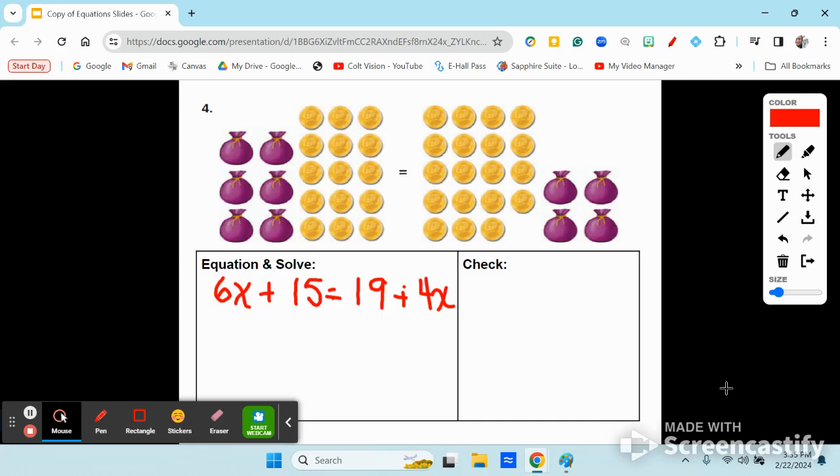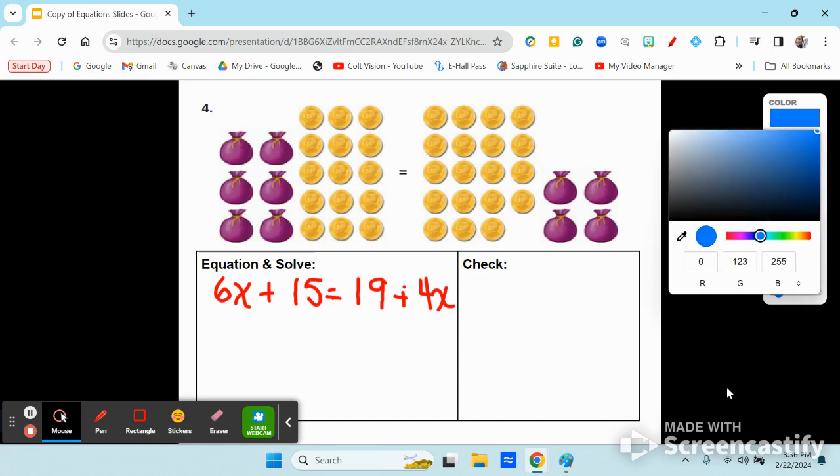Hi, let's look at how to solve this picture symbolically. So first, let me just talk about how I would solve this as a picture of bags and coins, and then we'll go into how we would solve it with these numbers.